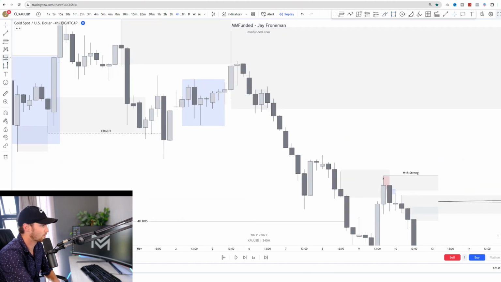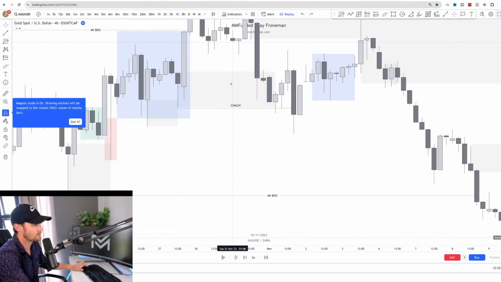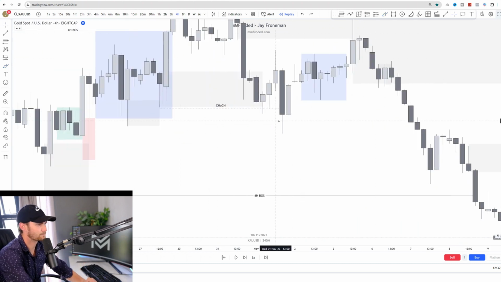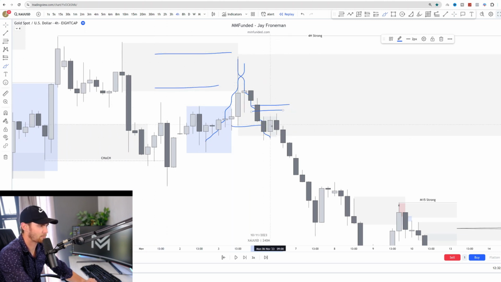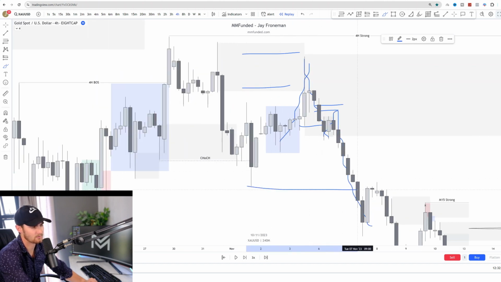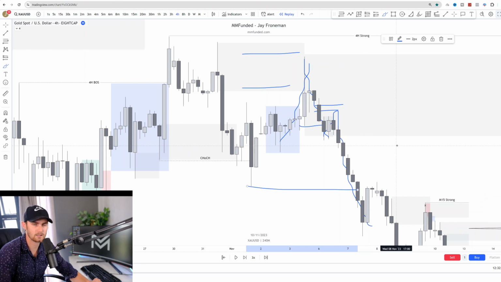Accumulation, really just a range over the last 4 days, about 2-3 weeks ago. Then a sweep of that range into the higher time frame POI, market structure shift, fair value gap, and a pullback into that gap to continue short, to continue targeting those structural weak internal lows.